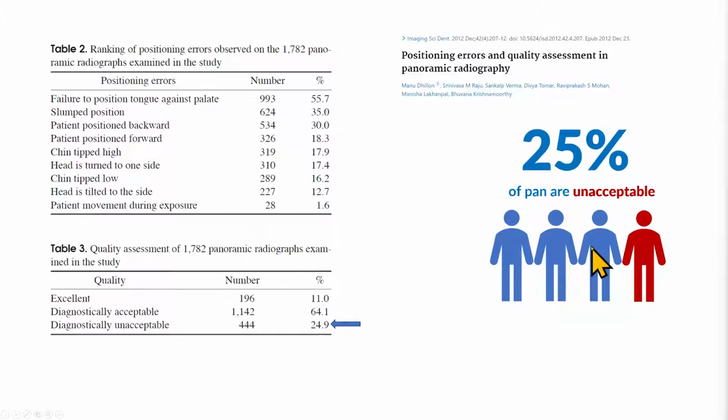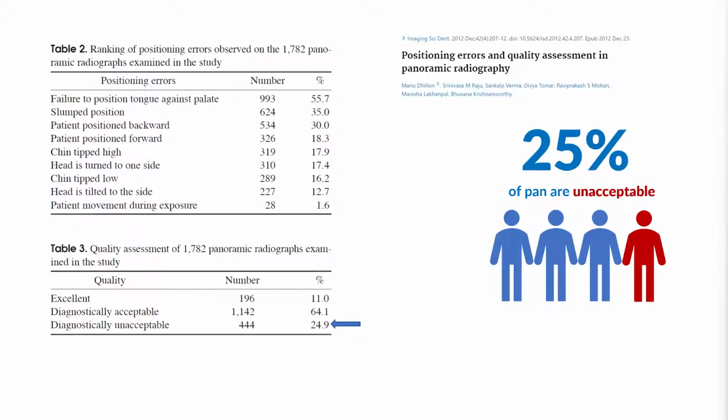One more paper, and this study was done in India. This paper reports that 25%, 24.9, that's almost 25%, which is 1 out of 4 panoramic radiographs were unacceptable. Think about this. If you go to a burger place and every 4th burger that you buy is rotten, are you going to go back to the same place? You got the point. Earlier we had seen another study that showed 1 out of 3 panoramic radiographs were unacceptable. So 1 burger out of 3.